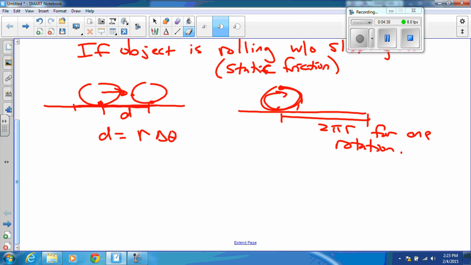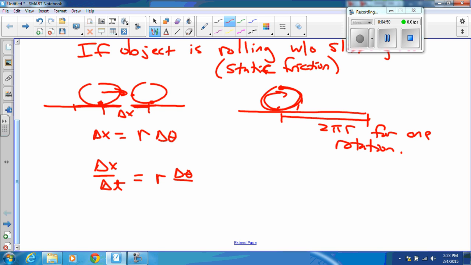Okay. Now, because the distance traveled, maybe we can even call this delta x, is equal to r delta theta, therefore, the rate at which the distance is traveled, namely the speed, is equal to r delta theta over delta t, or r omega. This is exactly the same equation that we had before for objects that are rolling. But now there's a significant difference, because the velocity that we're looking at right here is not just the velocity of points along the circumference, but also the velocity of the center of mass.